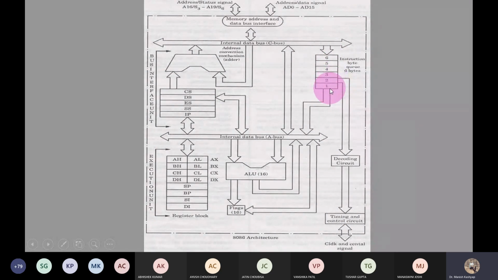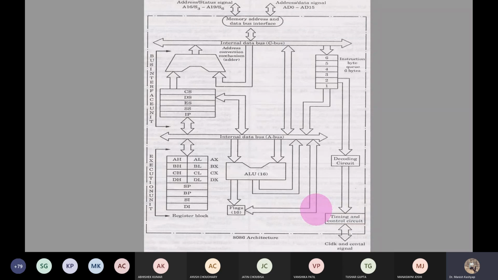The instruction queue is of 6 bytes on the grounds that the largest instruction in terms of memory in 8086 is of 6 bytes. And this instruction queue will be fetching the instructions from the externally interfaced memory to the microprocessor, and this fetching part will be independent of the decoding and execution part because of the process of pipelining that we have discussed, right?